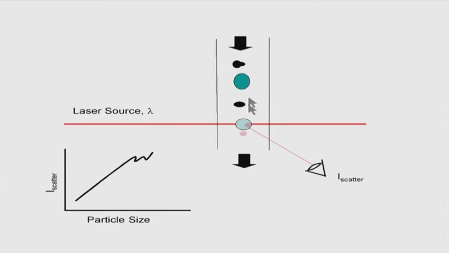The principle is simple. You basically have a laser source of a certain wavelength, which is going through an optical cavity or optical space, and you have these particles of different shapes, different sizes, different refractive indices that are coming through. As soon as a particle passes through the laser beam, it will scatter light.